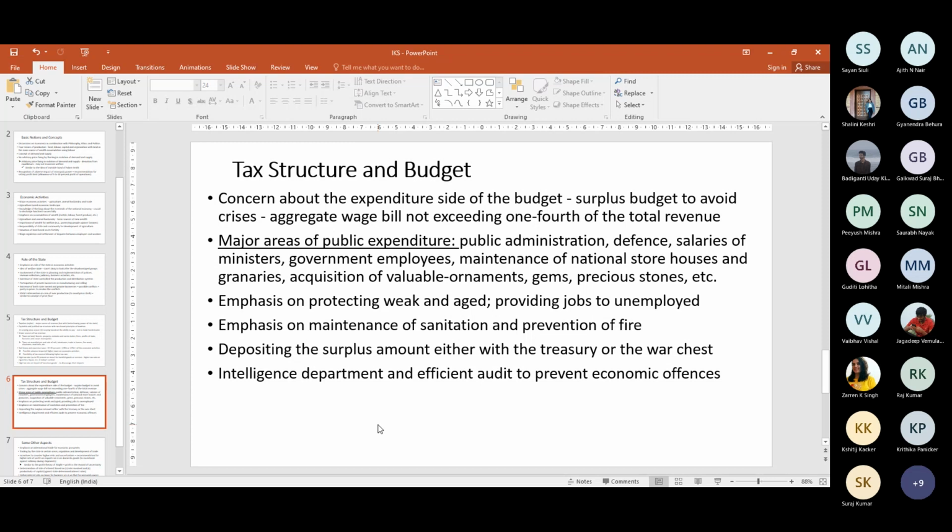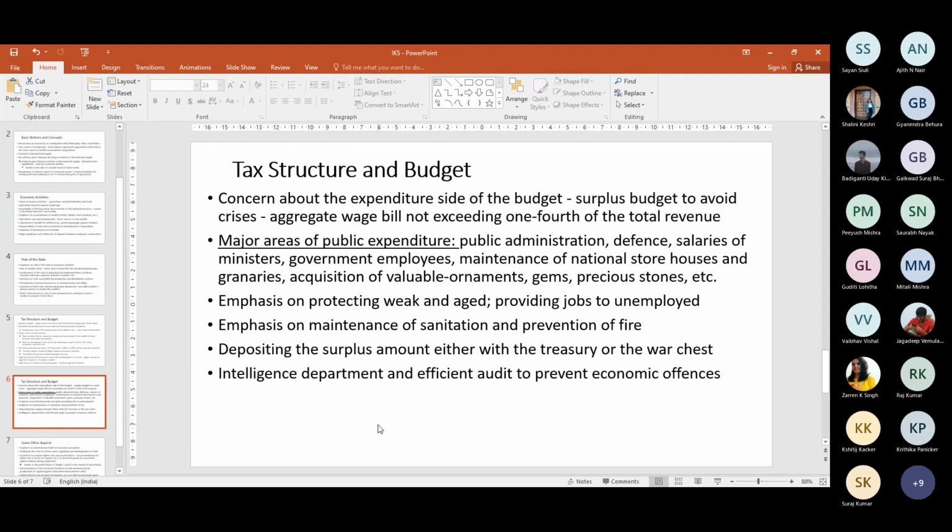The major areas for public expenditure that were mentioned were public administration, defense, salaries of ministers and government employees, maintenance of national storehouses and granaries, acquisition of valuable ornaments, gems, precious stones, etc. These are the major areas where public expenditure was recommended to take place. But at the same time, emphasis was given on protecting the weaker sections of society and the aged people. It was also emphasized to provide employment opportunities to those who are unemployed.